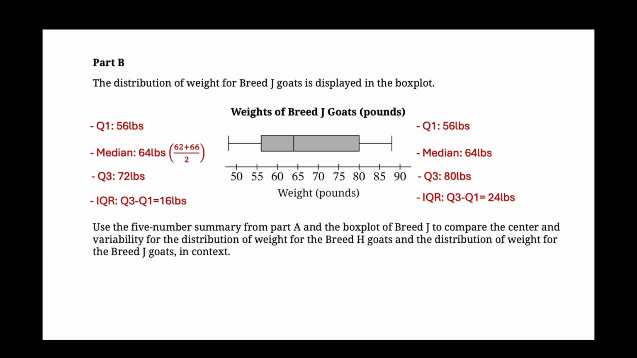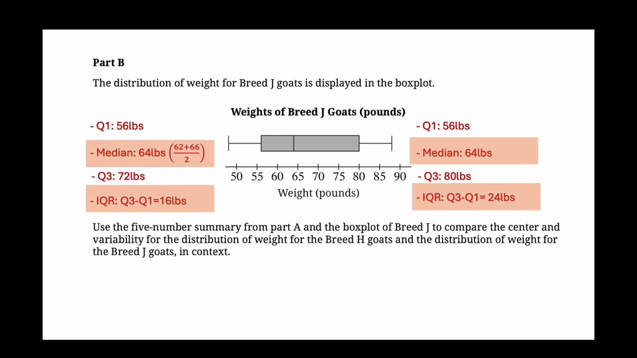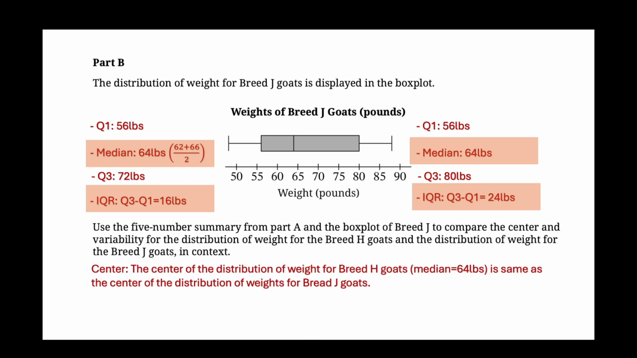Now let's compare. When we compare, we have to add the context and comparative term. So first let's compare the median, and then variability can be compared using the IQR. The center of the distribution of weight for breed H goats, which is our context, is measured using the median, which is 64 pounds, which is the same, so that is a comparative word, as the center of the distribution of weights for breed J goats. So we added the context and also the comparative word, and we compared the center.